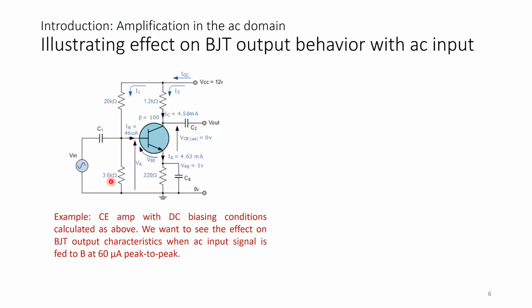So let's consider this common emitter configuration amplifier circuit where we have a BJT here, and all the DC biasing has been done, with all the values of current, IB, IC, IE, calculated. The purpose of this slide is not to do a calculation example, it's just to illustrate how an AC signal affects the output characteristics of the BJT. So the CE amp with the DC biasing conditions have been calculated as above. We want to see the effect.